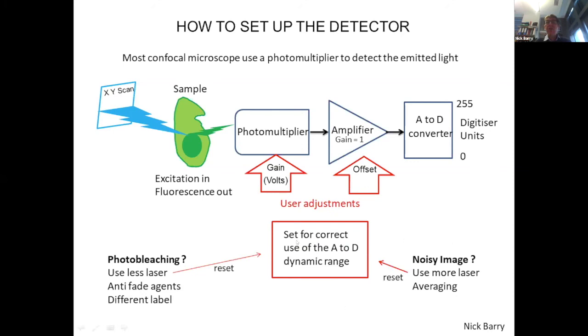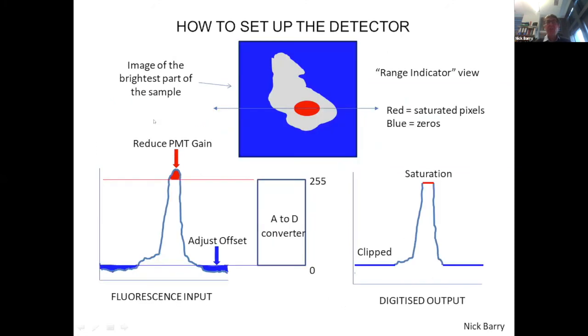But yeah, if you've got a noisy image, really you've got to put more light in. If photobleaching is killing you, you've got to put less light in. So those are the two things right at the beginning of the process.